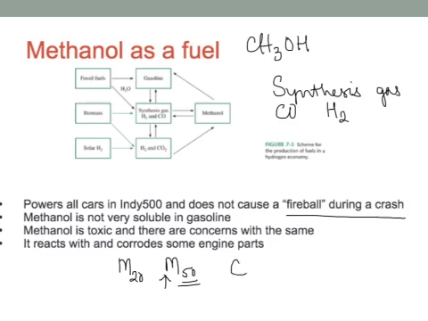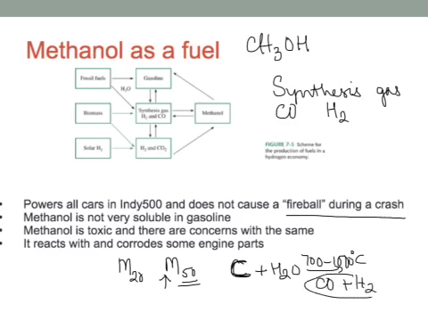Generally, you take coal, which we will put as C, and react it at very high temperatures, around 700 to 1000 degrees C, along with a little bit of water. It will produce carbon monoxide and hydrogen, which is your synthesis gas. This process is called gasification.